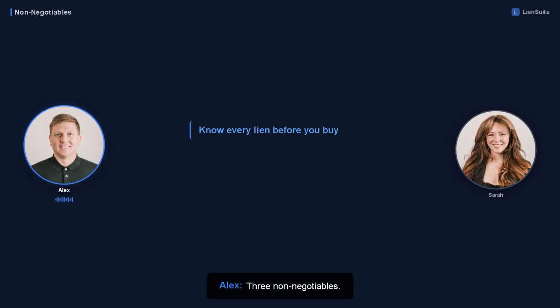3 non-negotiable rules. First, never buy a property without understanding every lien and encumbrance on it. Surprises kill deals. Second, always plan for title insurance. If a title company won't insure it, that's a red flag. And third, never make promises you can't keep. If you tell an owner you'll close in 2 weeks, you better be able to close in 2 weeks. Credibility is everything in this business. LienSuite tracks all of this in your case notes, so you have the full picture before you make any offer.